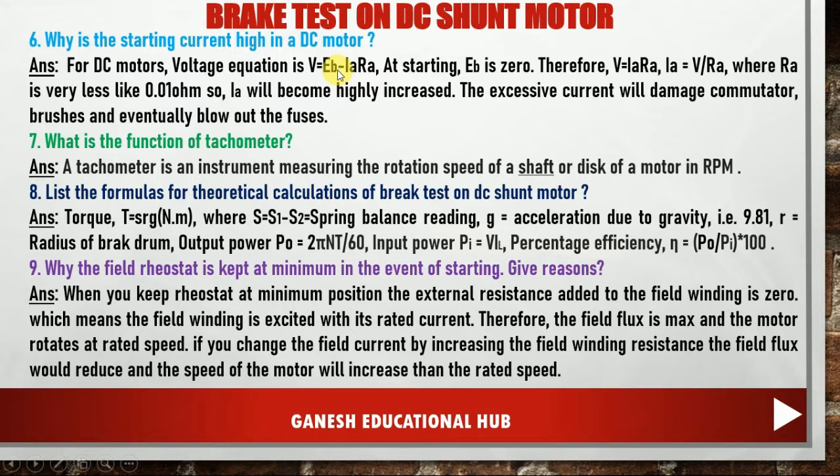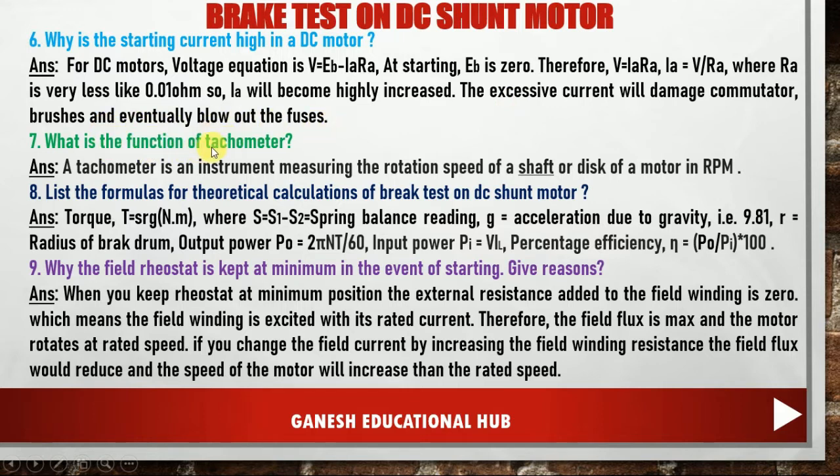Initially, there is no back EMF in any motor. So, Eb equals 0. Therefore, V equals IaRa. Ia equals V by Ra, meaning voltage divided by armature resistance, where Ra is very small, like 0.0 ohms only. So, Ia will become highly increased. The excessive current will damage commutator brushes and eventually blow out the fuses.